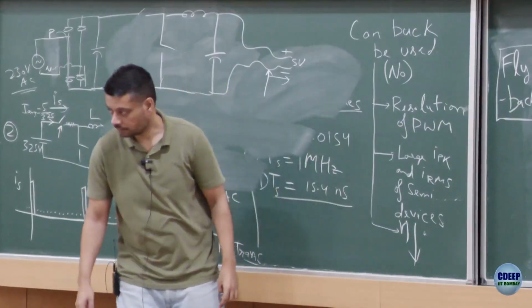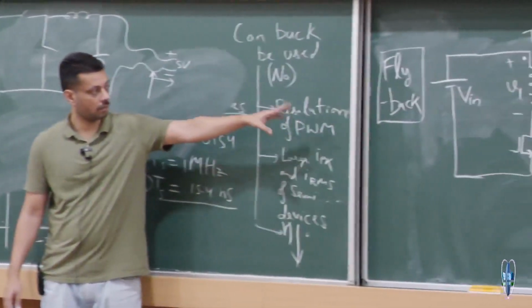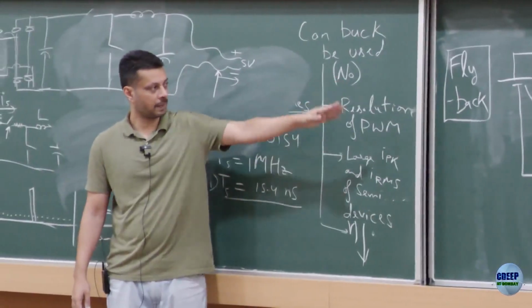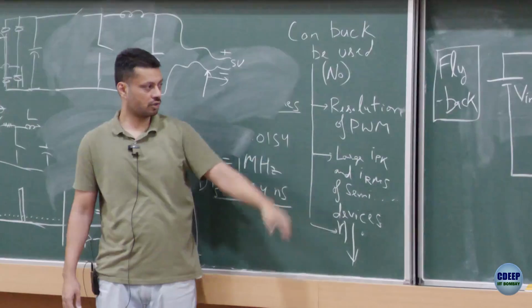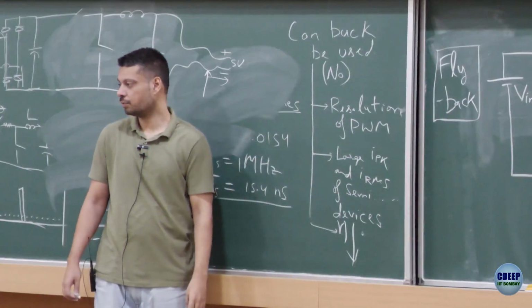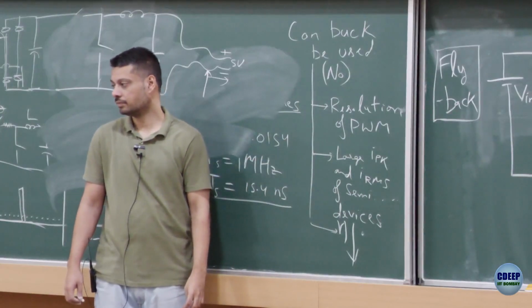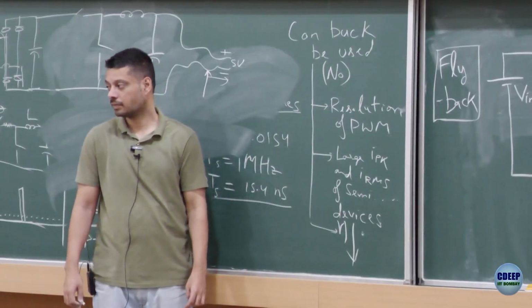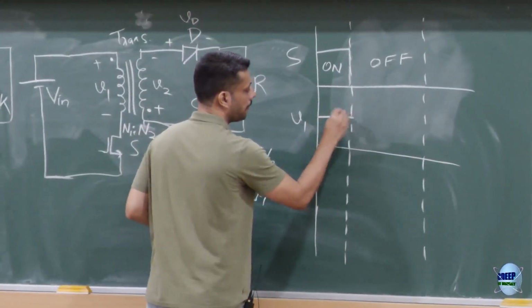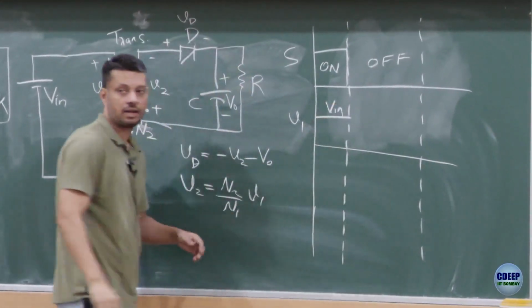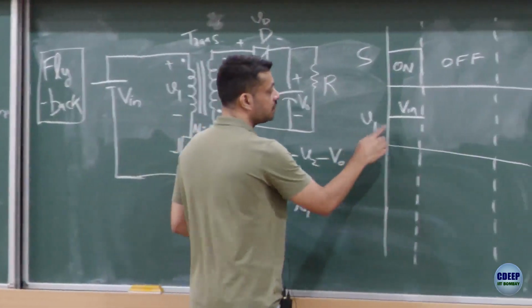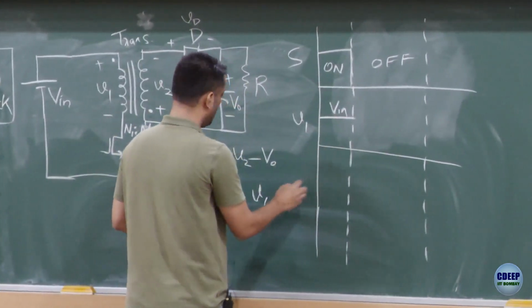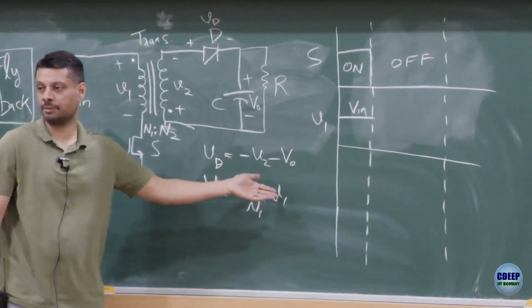Can you see this circuit? Okay. If the switch S is on, what is V1? Just look at the primary side. The transformer is ideal. Just apply Kirchhoff's voltage law. If S is on, what would be V1? Vin. Alright. If V1 is Vin, I know V2 would be N2 by N1 times Vin.